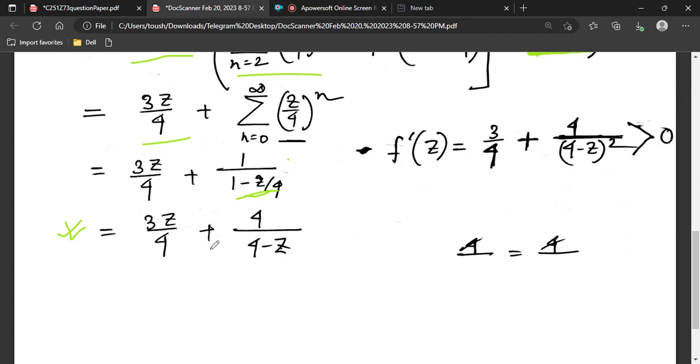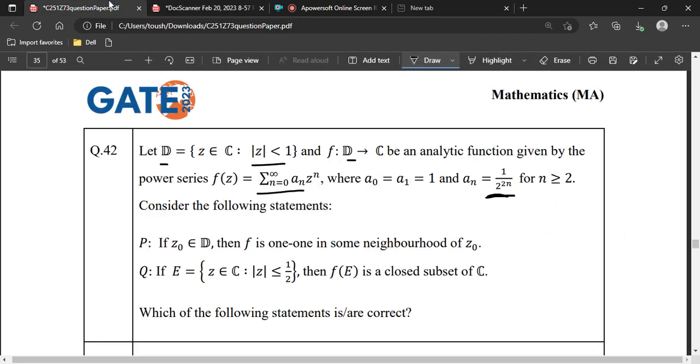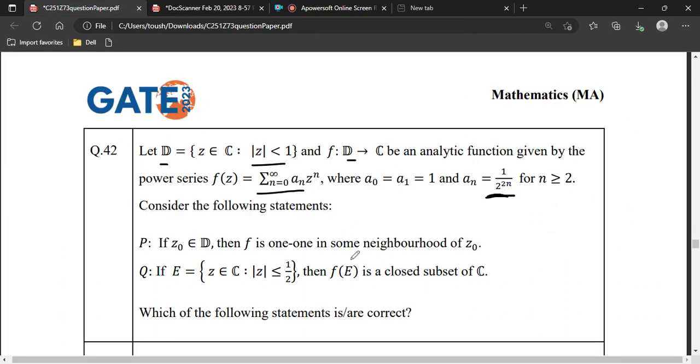I will make the derivative of this function. Okay, if this f(z), then f dash z will be what? 3 by 4 plus 4 by 4 minus z whole square. Now look, where we have to check? We have to check in the neighborhood of z naught, and z naught is what? Z naught is a point of D, and D is what? D is open unit disk, right? That means mod z is less than 1.